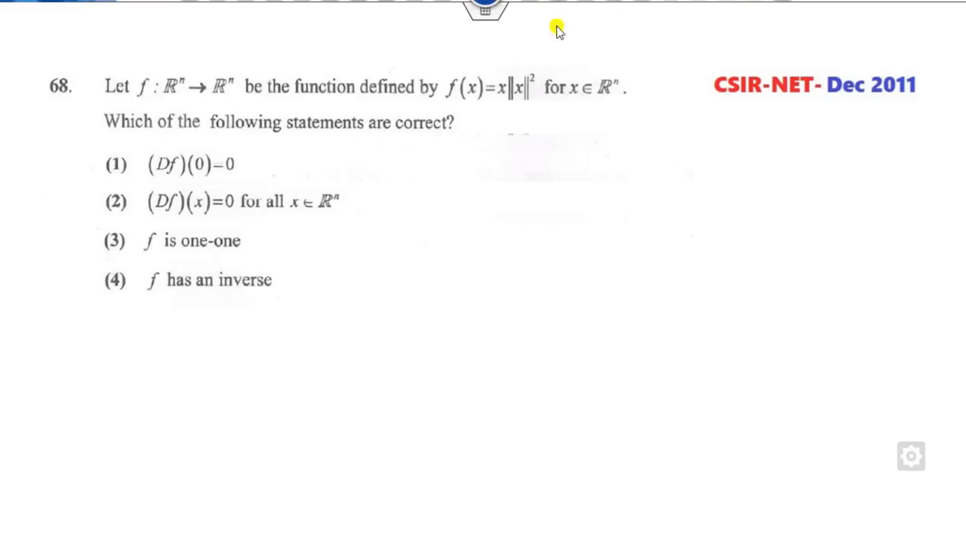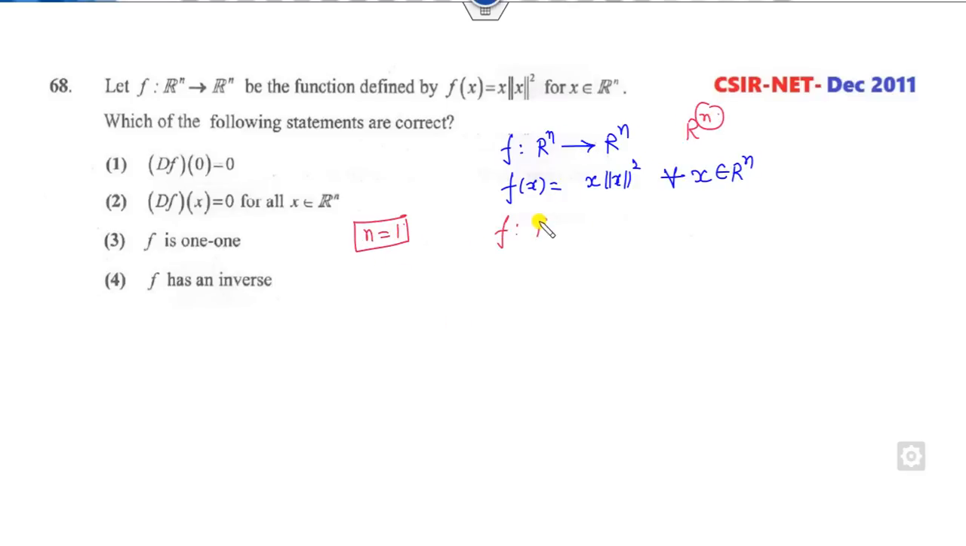Look at this concept. F is the mapping from Rn to Rn, which is defined as the norm of x squared for all x in Rn. Now remember, as I told you in the PYQ of linear algebra and the PYQ of complex analysis, it is true for all these Rn. So I can simply take n is 1. The mapping is from R to R, and the norm of x in the real line is only x. So this is my x cube. Fine. Then look at that.